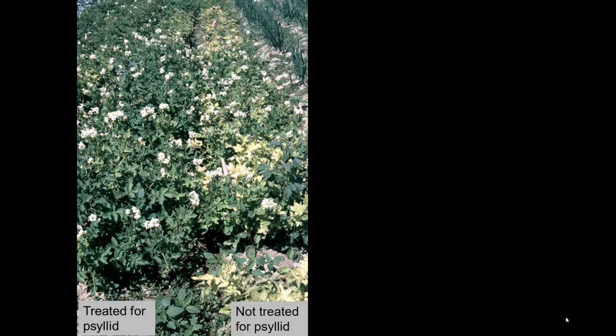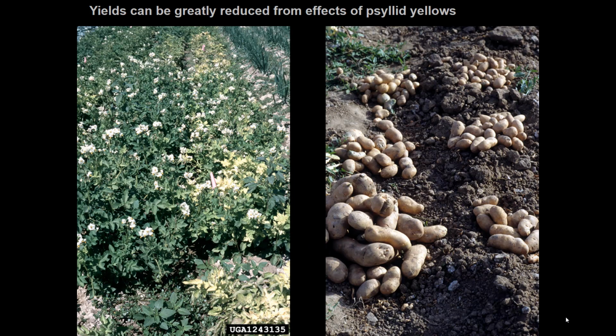So in this picture, on the left side, we have a row of potatoes, a couple different varieties as you go down the row. And on the right is a row of potatoes, the same varieties, but the difference between these two rows is the one on the left was controlled for psyllid and the one on the right was not. So you can see that there are differences in size of the plants, a lot of bright yellowing in the side on the right. But the big thing, we're growing potatoes, we're not growing the tops, we're growing the tubers, and the big thing is there are dramatic reductions in yield.